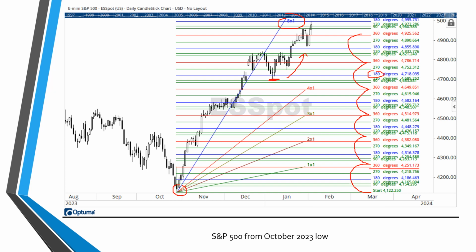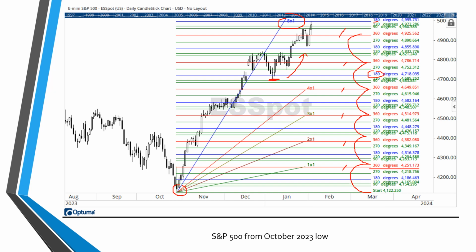So where are we now? Well, we have come through, let's count them here, from the October lows. We have come through 1, 2, 3, 4, 5, 6 complete revolutions of the square of 9. We are now into our 7th revolution. We are halfway through it, and you can see that here we are halfway through it, 180 degrees, and that is exactly where the S&P 500 is finding overhead resistance.